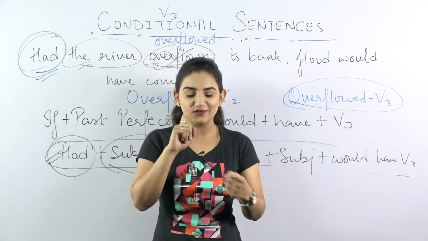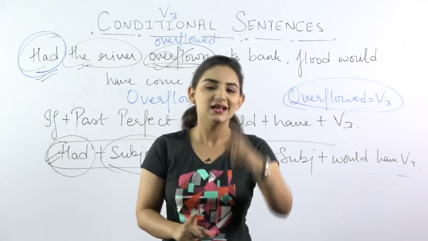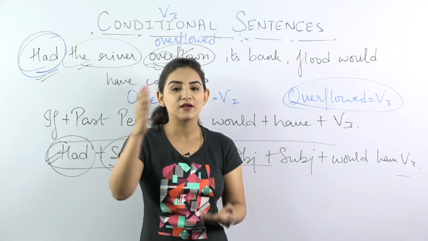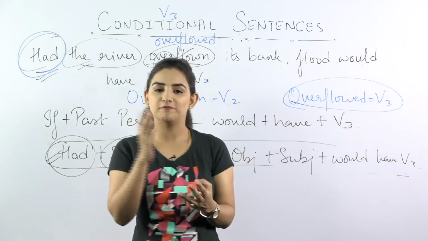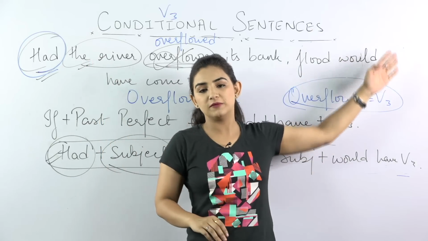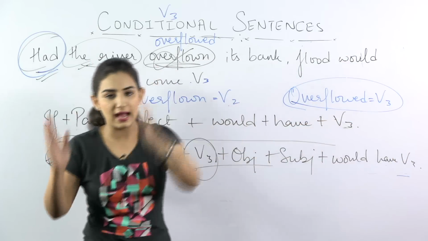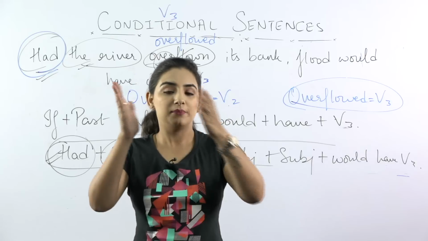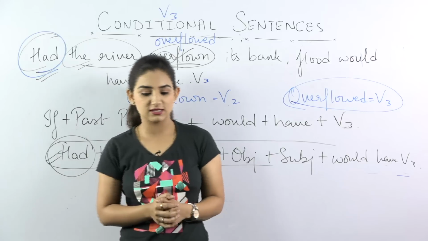If we talk about the first part, it's present tense, the main clause will be in future tense. If the if clause is in past tense, the main clause will be in would plus verbs first form. And the third condition is, if we have past perfect tense in if clause, then we will have would have plus verbs third form in main clause. This can also be written as had plus subject plus verbs third form plus subject plus would have verbs third form. ठीक है, so दो तरीके से लिखा जा सकता है.